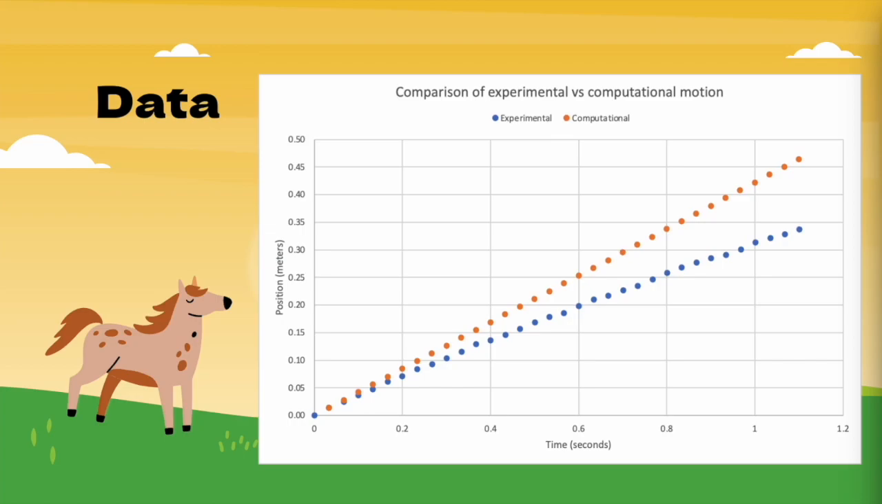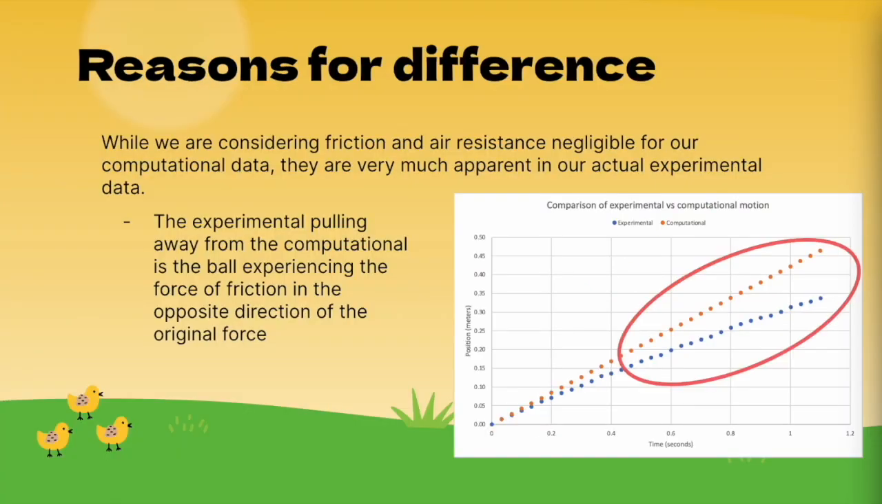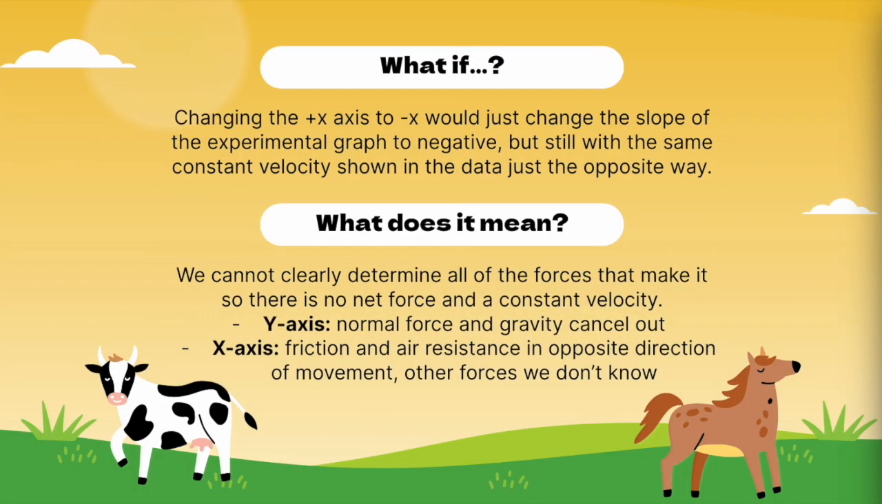Looking at the experimental and computational data, we can see that there's a good bit of difference in these two. This difference can be explained by the fact that there is friction going in the opposite direction of the original force on the actual experimental ping pong ball. Due to the fact that the system we cannot take out the force of friction or the air resistance, that will still take effect on the actual ping pong ball compared to the computational data that does not take that into account.